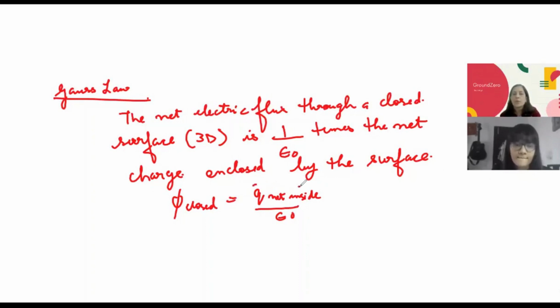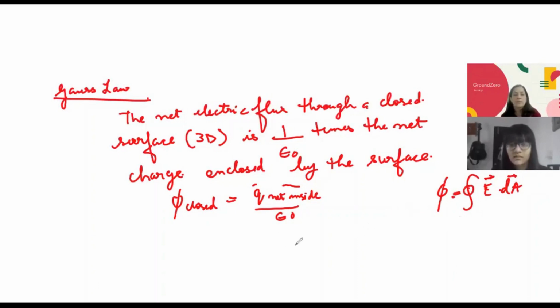So the total flux is given by q upon epsilon naught. And what is this q? The net q which is inside the 3D surface, right? Or you can find it by a simple mathematical formula, that is flux is equal to the integration of E dot dA, done using this. Usually they write it with an integration sign with a circle, which means it's closed, right? You're finding the flux from all the surfaces and then adding them, right?